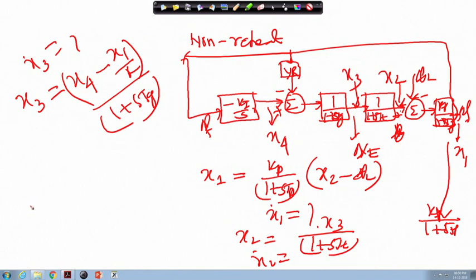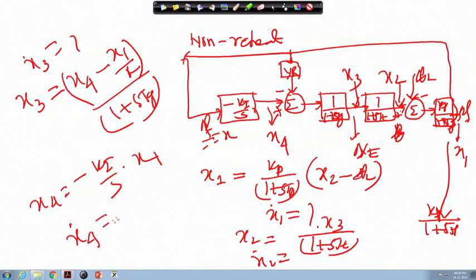Similarly for x4, it is minus Ki upon s, and this is delta f, which means it is x1, so into x1, right. If you cross multiply, x4 dot will be minus Ki into x1. So if you take x1 dot, x2 dot, x3 dot, x4 dot, what will be the order of the A matrix? It will be 4 by 4. So you can write x dot is equal to Ax plus Bu plus gamma p.